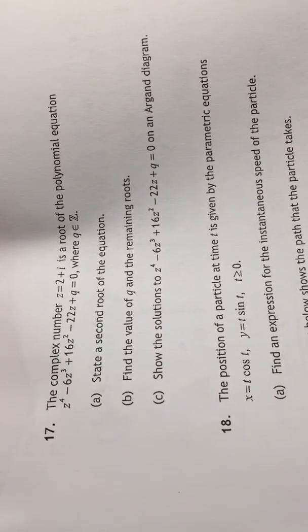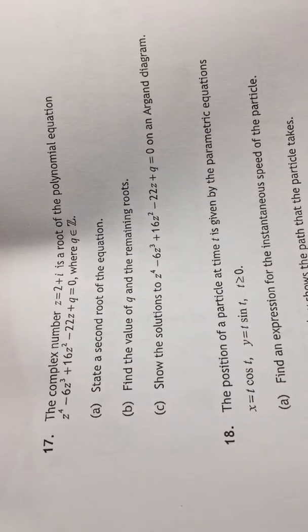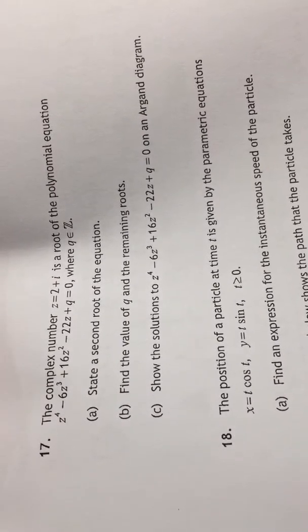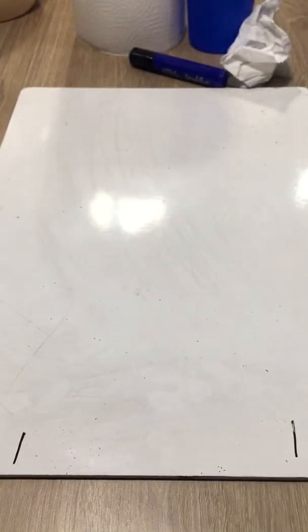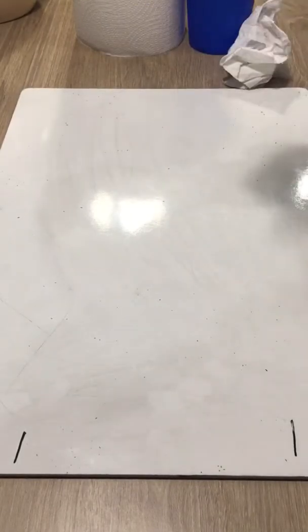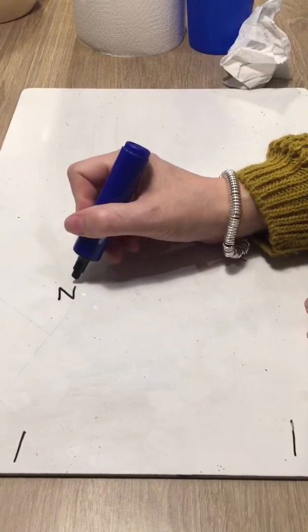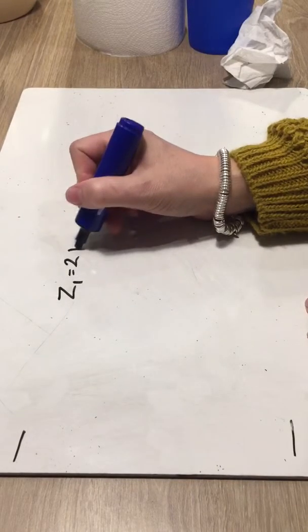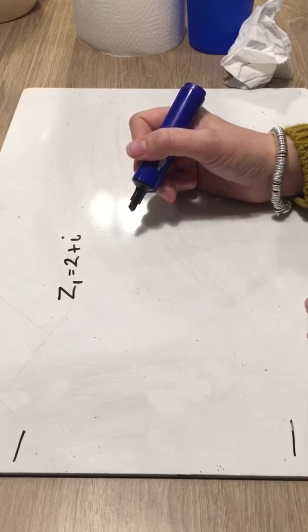Okay, still on the theme of complex numbers, we're now going to do question 17 from 2017. So this is slightly different, it's to do with roots. The question says that root 1 is 2 plus i, and part A is state a second root.